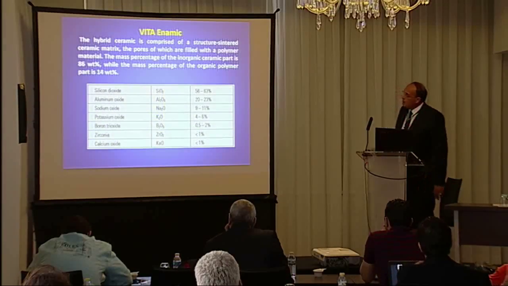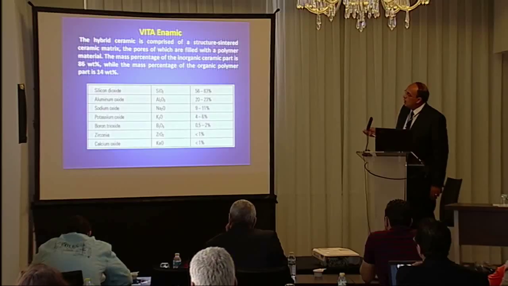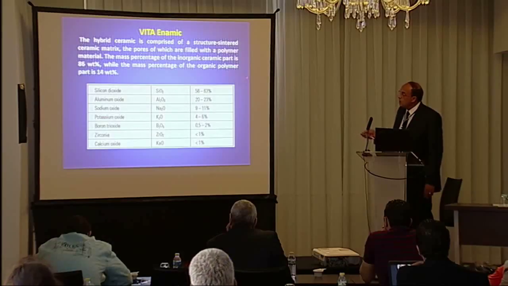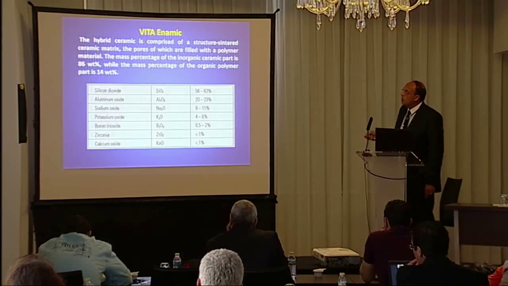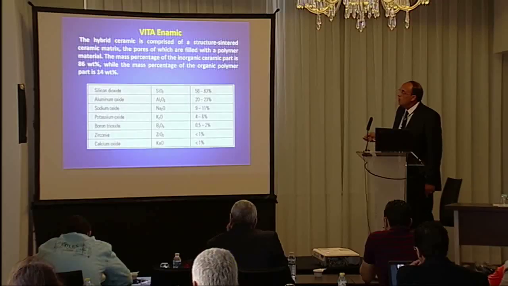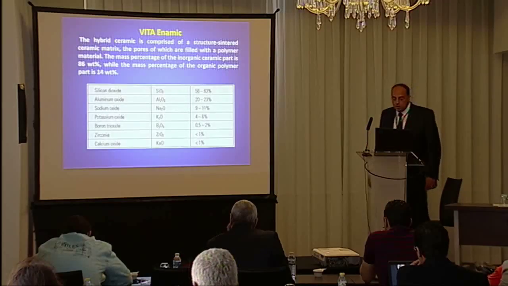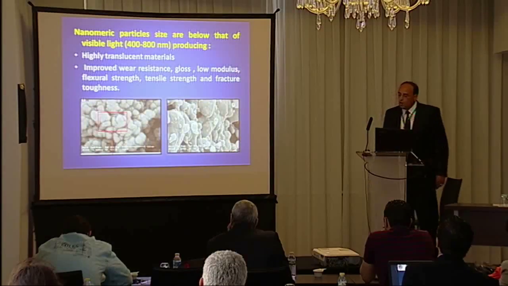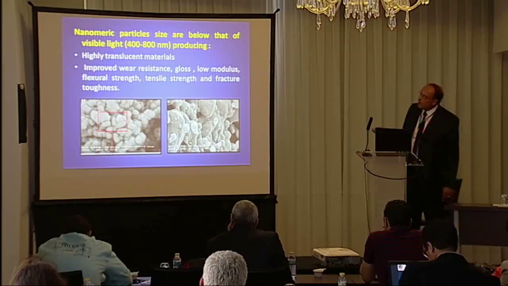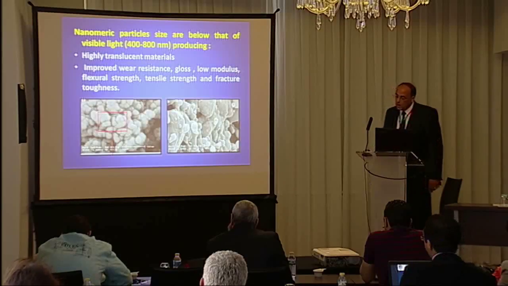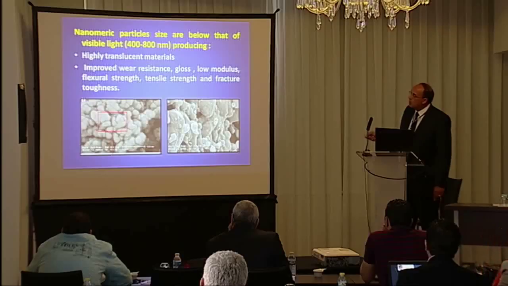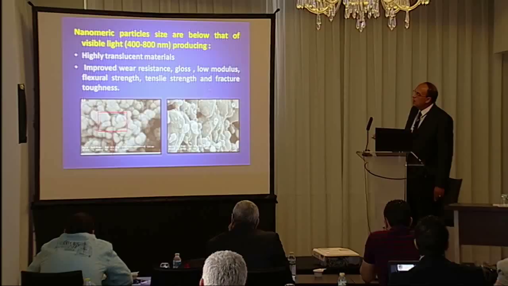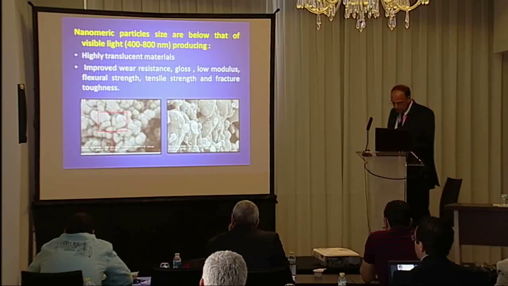Vita Enamic is a hybrid ceramic comprised of a structure-centered ceramic matrix, the pores of which are filled with polymer matrix material. The mass percentage of inorganic parts is 86%, while the mass percentage of organic polymer is 14%. The nanoparticle size is below that of visible light, producing highly translucent materials, improved wear resistance, gloss, low modulus and flexure strength, tensile strength, and fracture toughness.